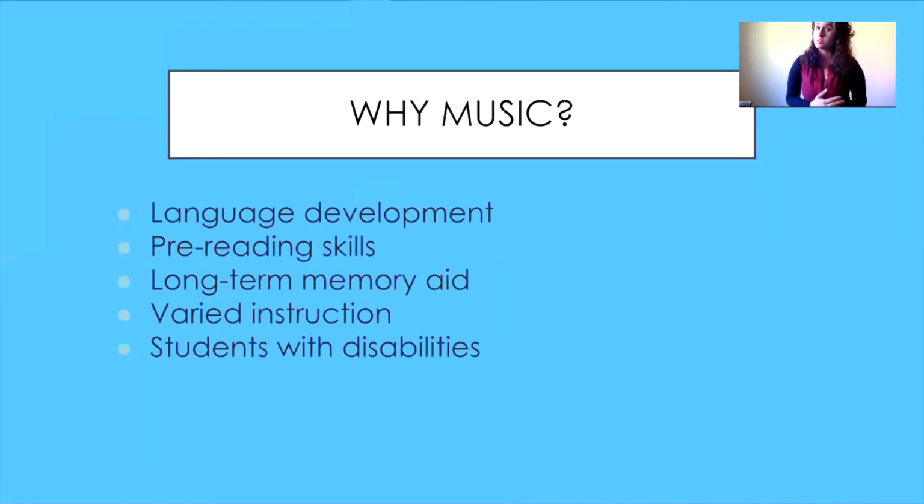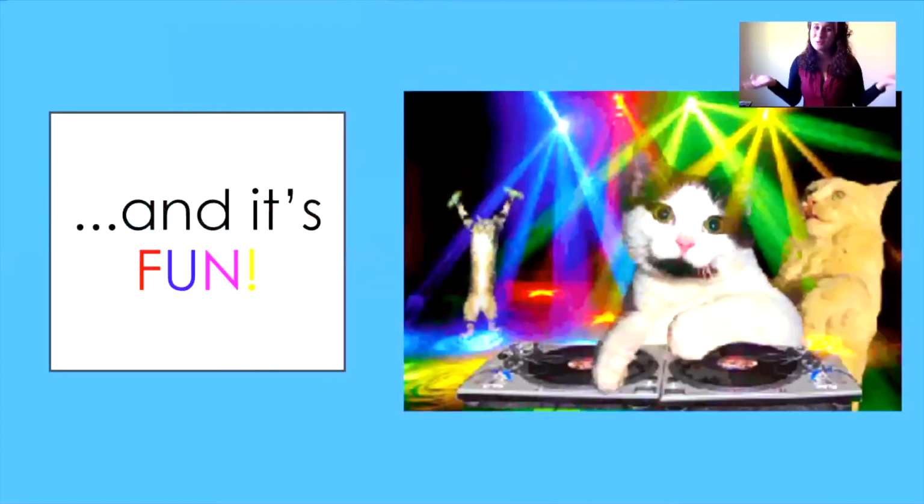This aids with language development and development of pre-reading skills. It also gives students another method to engage with material and remember information better. It gives teachers the opportunity to vary their instruction and cater to different learning styles. And most importantly, music is fun.